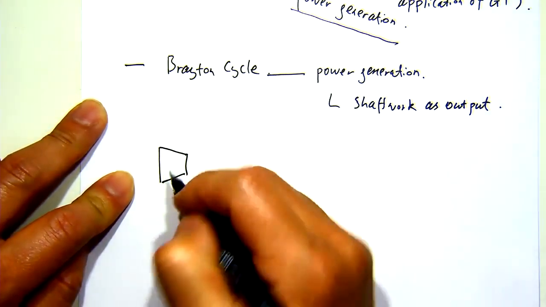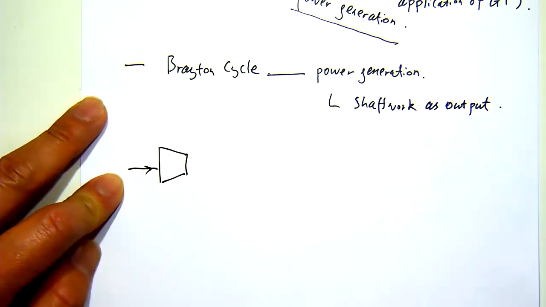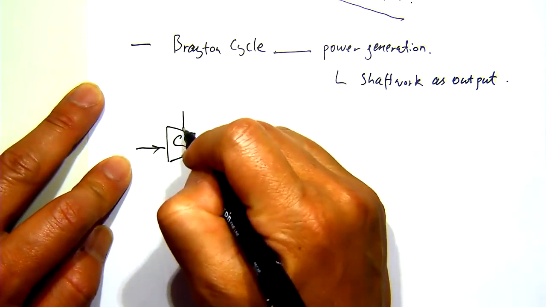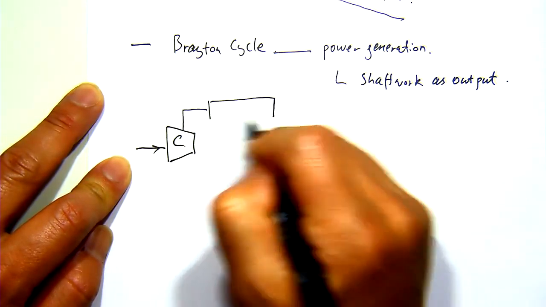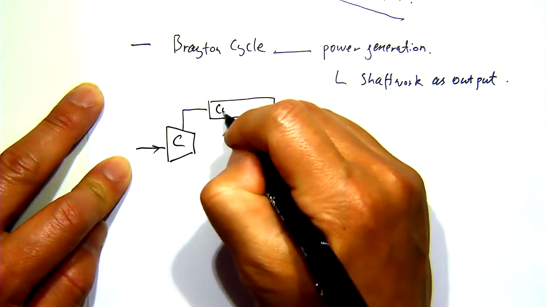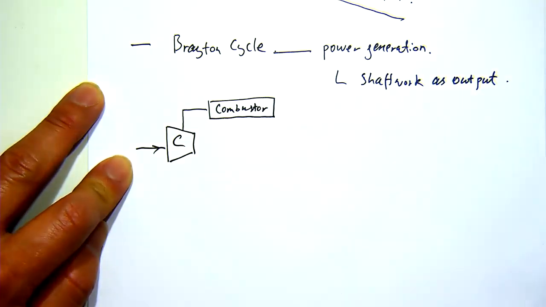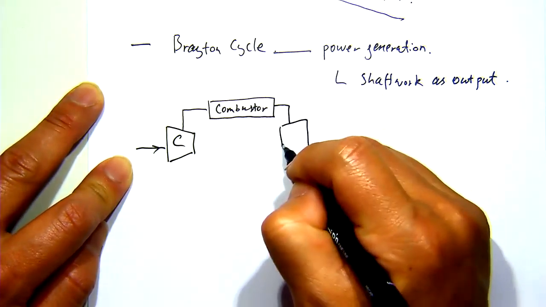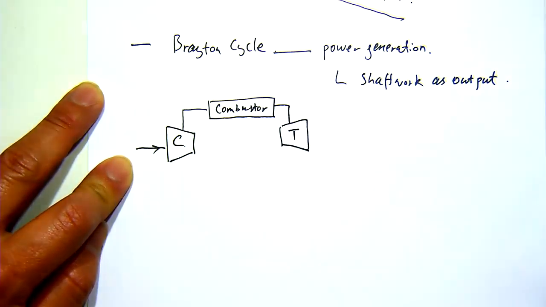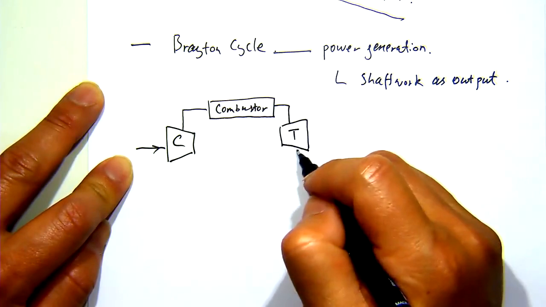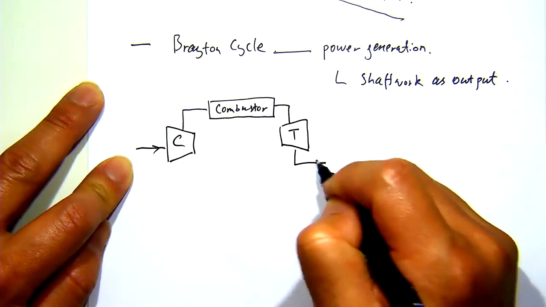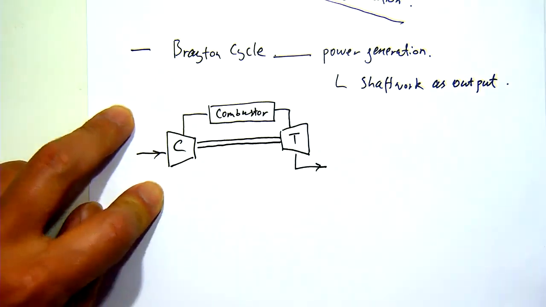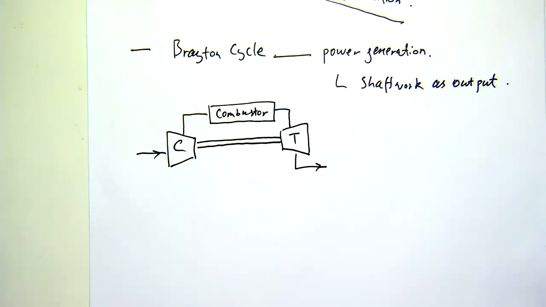In the Brayton cycle, or a typical gas turbine cycle, you have working fluid coming in, getting into a compressor, and after compression, the working fluid goes into a combustor. The combustor then outputs high temperature, high pressure working fluid. Then it goes into the turbine, and the turbine delivers useful work. Then the working fluid leaves the turbine. As I said, the compressor and the turbine are coaxial, so the compressor is driven by the turbine.